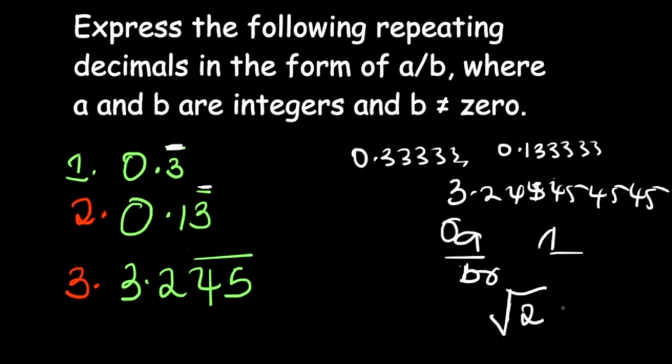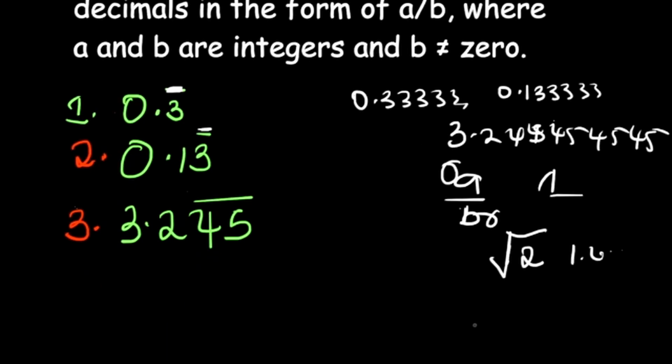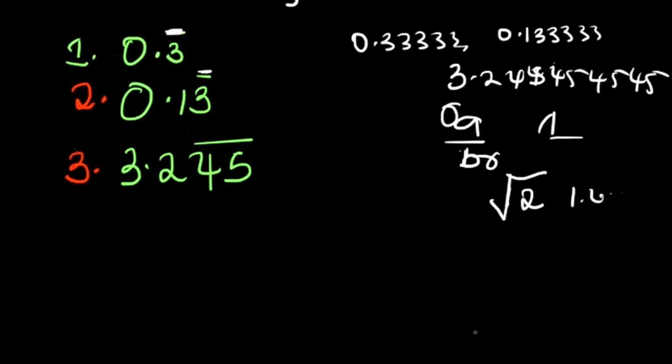If you punch this on your calculator, you'll be getting 1.4 and weird numbers. So you can't really convert the square root of 2 into a fraction in its lowest term, or in the form of A over B. Why? Because this number is irrational. In my next video, I'm going to show you how to prove that a number is truly irrational. Now, let's start with the first one.